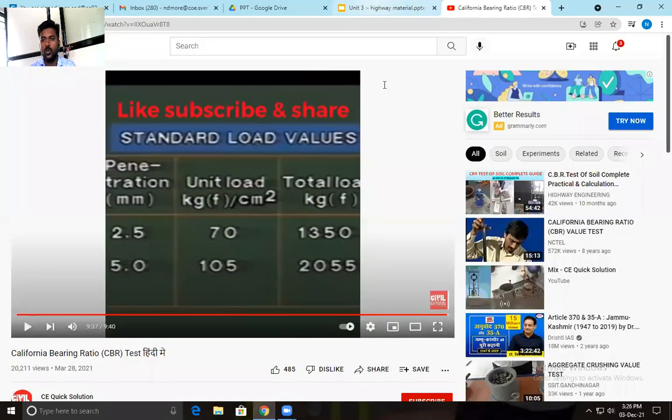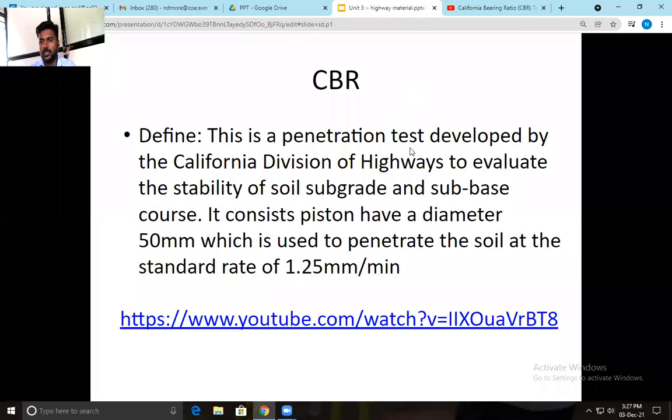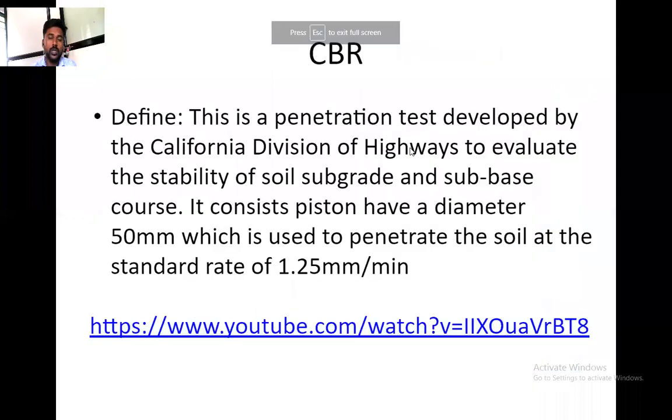So this is about the CBR test that we have conducted. We are going to conduct it, and we will also see in the practical how the CBR test is conducted. So we now have the overview, the idea regarding the CBR test: why it is calculated, how it is calculated, what is the outcome of this test.